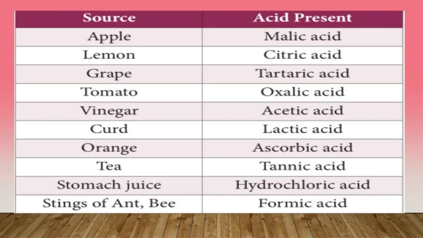Let us see some sources and the acid present in them. Apple: malic acid. Lemon: citric acid. Grape: tartaric acid. Tomato: oxalic acid. Vinegar: acetic acid. Curd: lactic acid. Orange: ascorbic acid. Tea: tannic acid. Stomach juice: hydrochloric acid. Stings of ant and bee: formic acid.